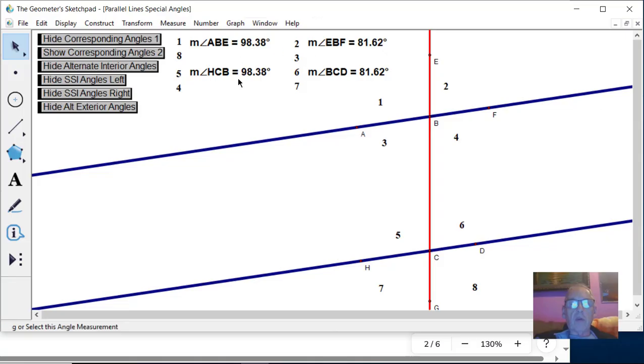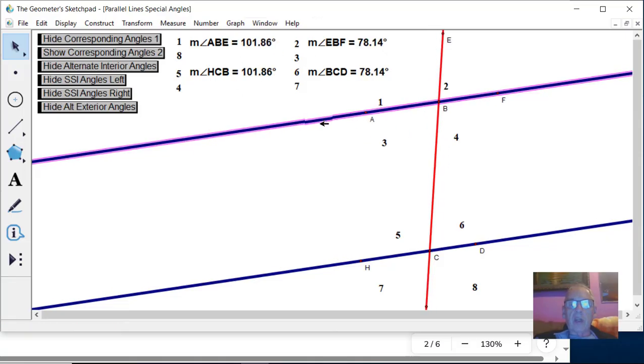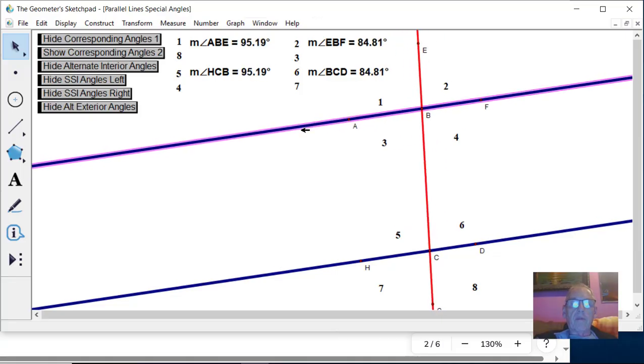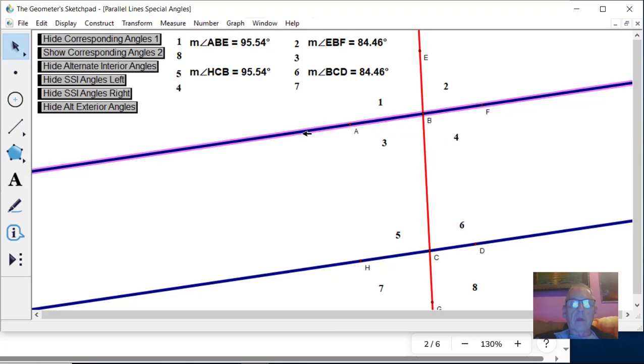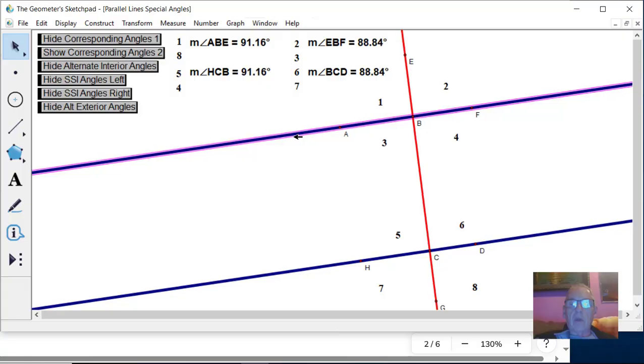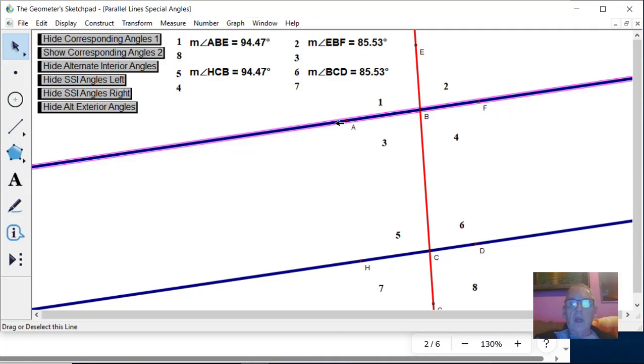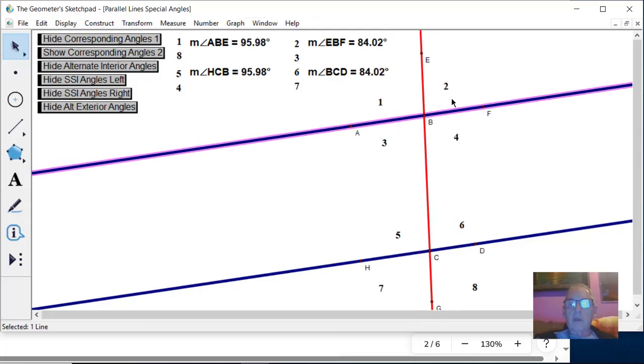Now look at the measures of angle 1 and angle 5 as I change these angles a little bit. So what do you notice about 1 and 5? You should notice that they stay exactly the same. Look at angle 2 and angle 6, their measures, as I move this around. Angle 2 and angle 6 also keep the same measure. We're going to see that if you have parallel lines cut by a transversal, then corresponding angles are congruent.